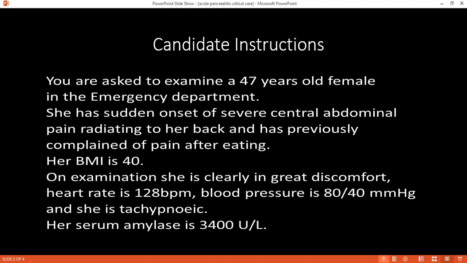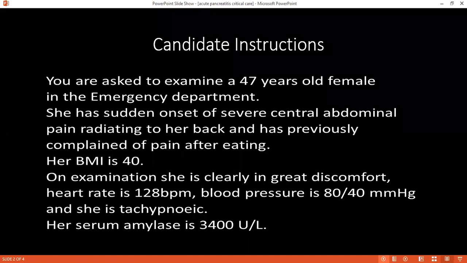What's happening? Either acute pancreatitis or acute cholecystitis or ascending cholangitis or pancreatic pseudocyst, ma'am. All right. Can you tell me what might be the cause of acute pancreatitis?